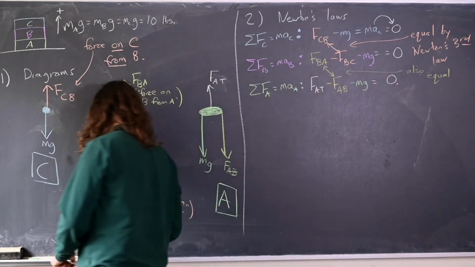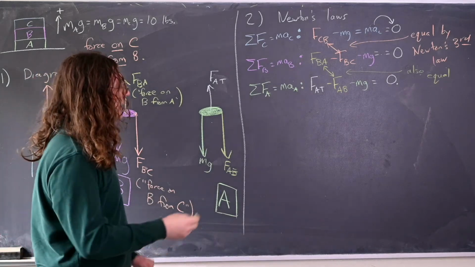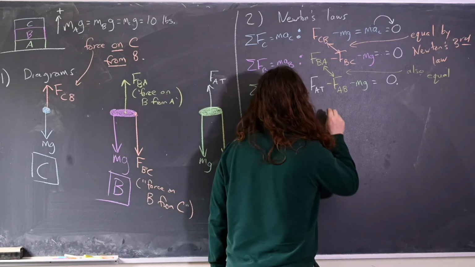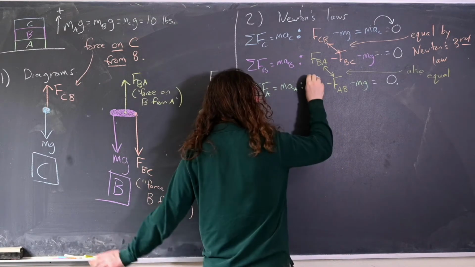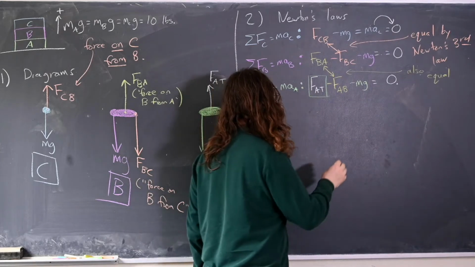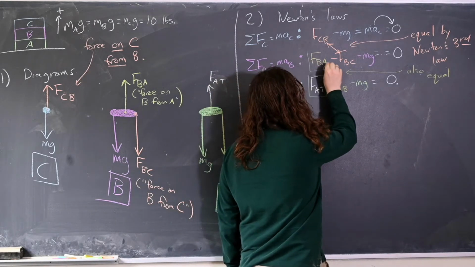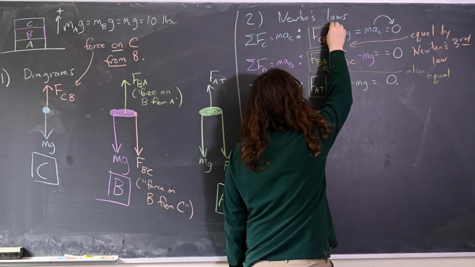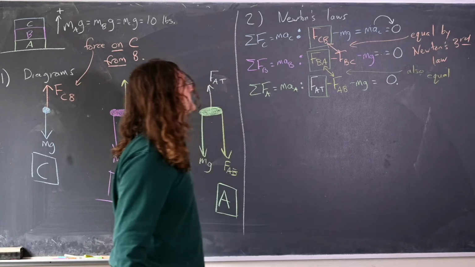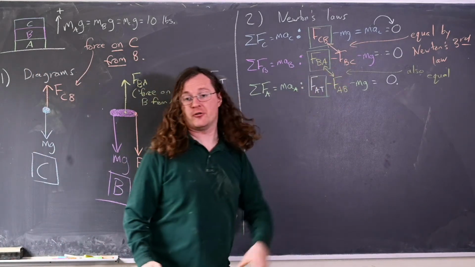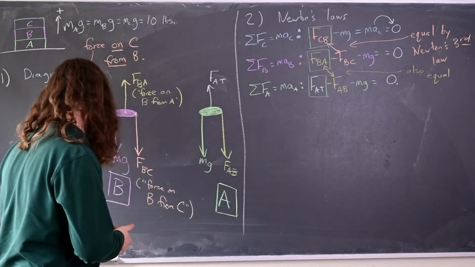So, once I think carefully about that, I'm down to 3 unknowns. I don't know the force that the table exerts on A. I don't know the force that A exerts on B. And I don't know the force that B exerts on C. And these 2, of course, are the same by Newton's third law.